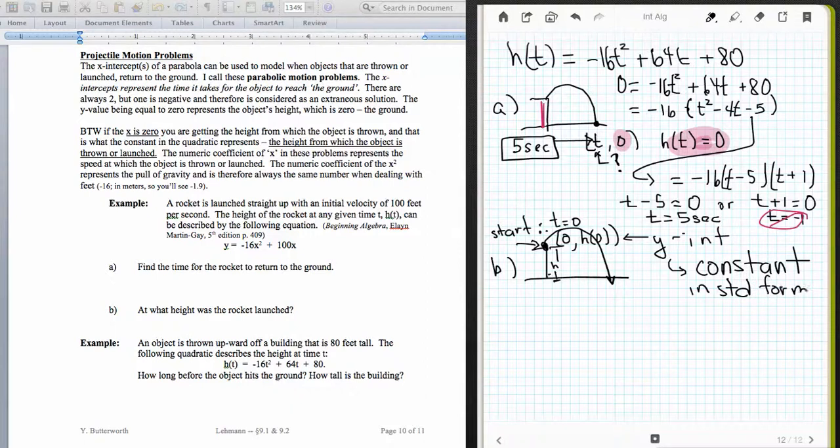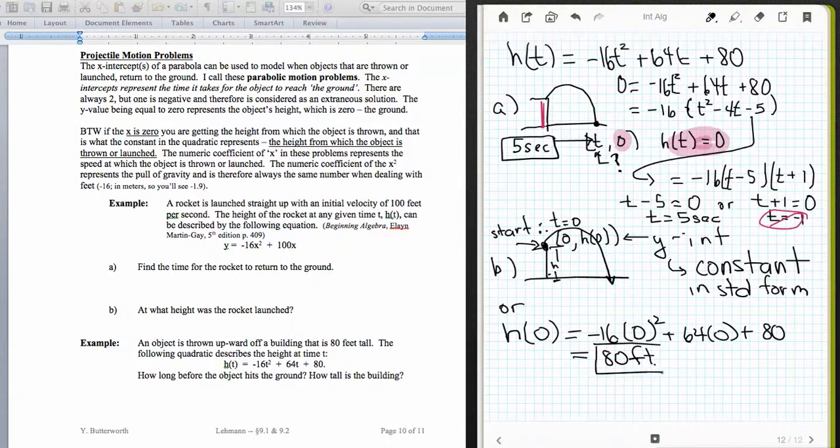So I can simply look at my constant in standard form, which my equation thankfully is in. Or I could say, oh, well, I need to find h of 0. And in this case, h of 0 is going to be negative 16 times 0 squared plus 64 times 0, and then plus 80. And you'll see these go away, and we simply get that constant, and we know that's in feet because we've been told the building was 80 feet. And again, that's how high the building is. Now that's not a mystery because it tells us. So we're just confirming what we already know.